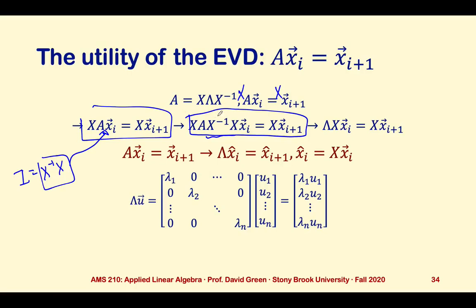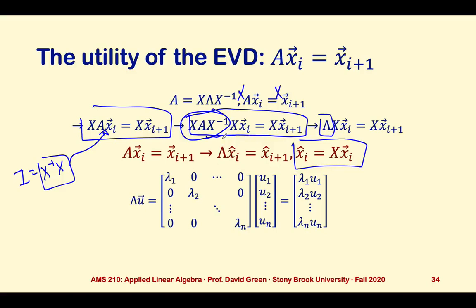Why might we do this? Well, then we can take this first piece, X times A times X inverse. This is simply lambda. And what do we now have? We have lambda X times xi equals X times xi plus 1. If we make a definition of an x hat, say let's call x hat simply X times xi, then our A xi equals xi plus 1 becomes lambda xi hat equals xi plus 1 hat.